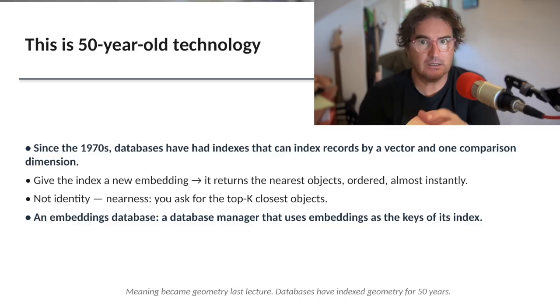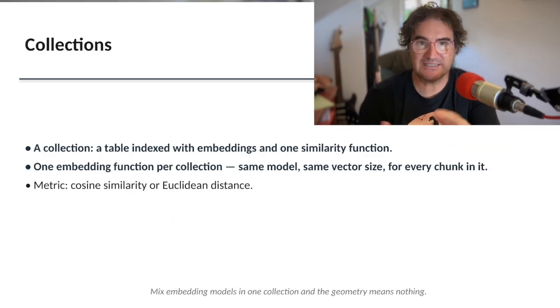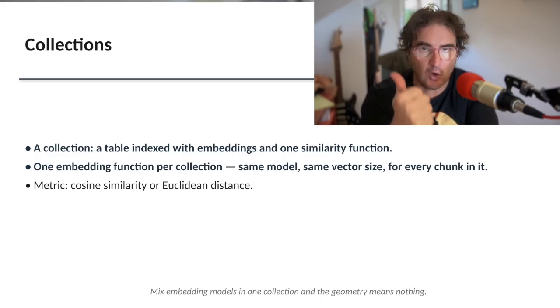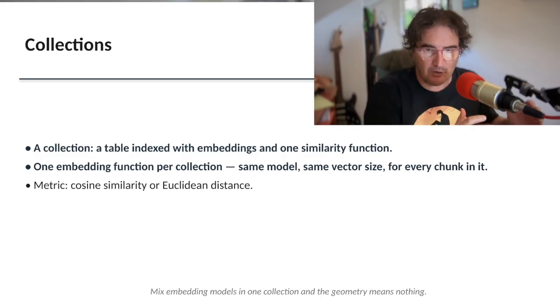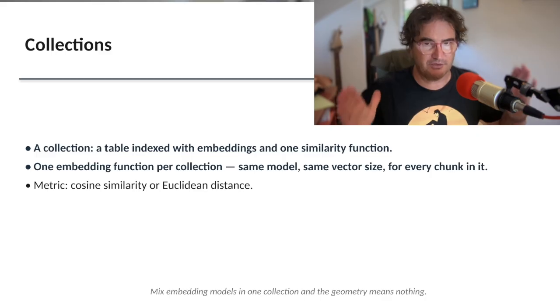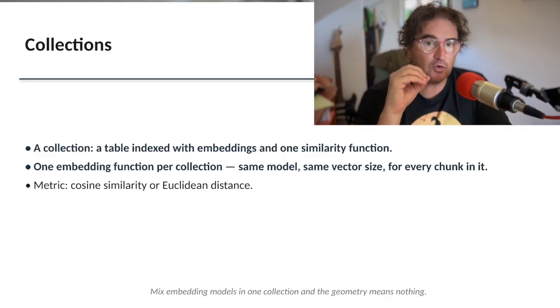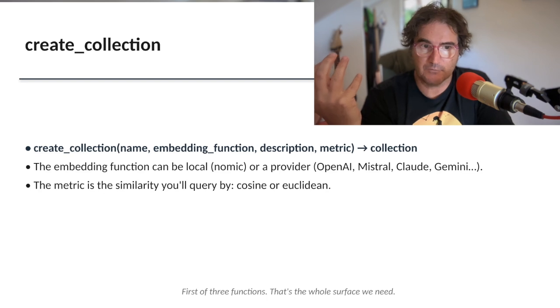So then we are going to call these tables, which are indexed with embeddings and one similarity function, collections. It's important to know that the embedding function is always the same. If you use one model and one vector size, it has to be for all the embeddings in this database.